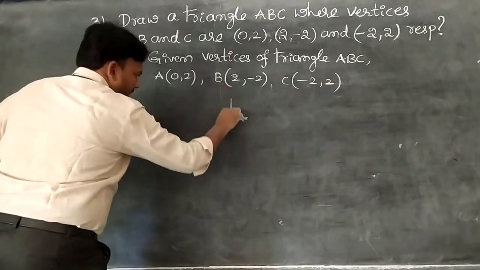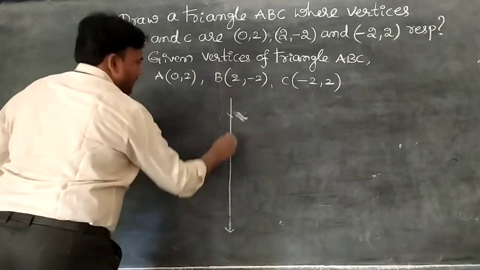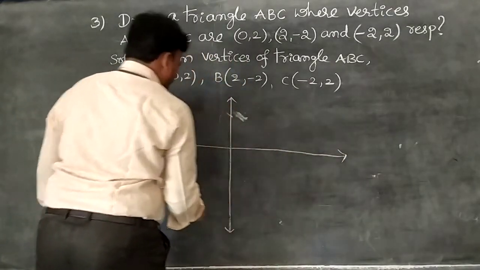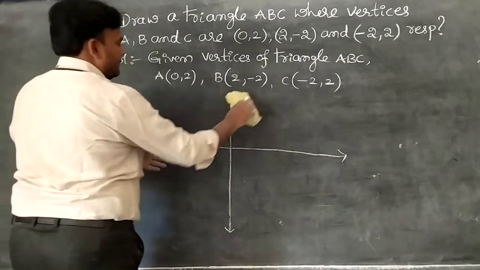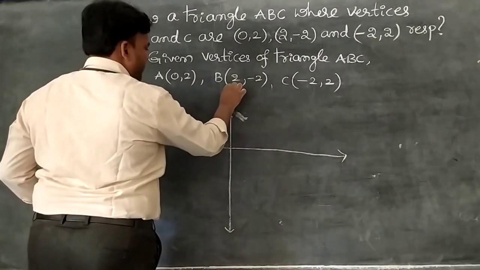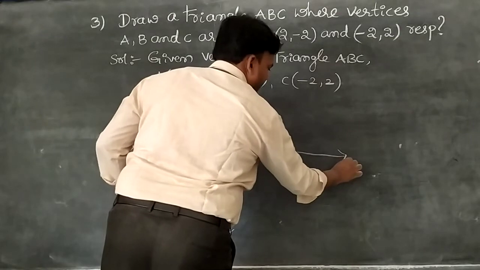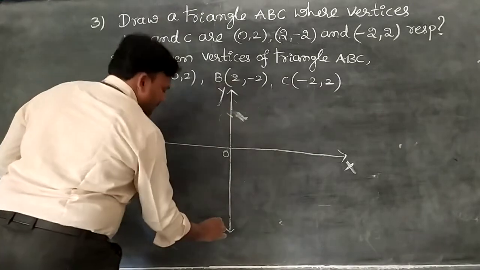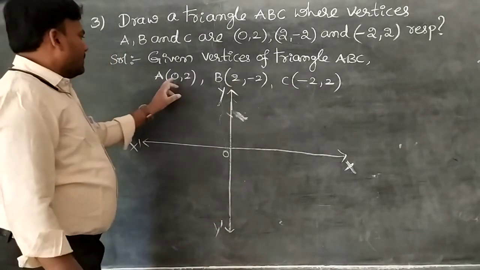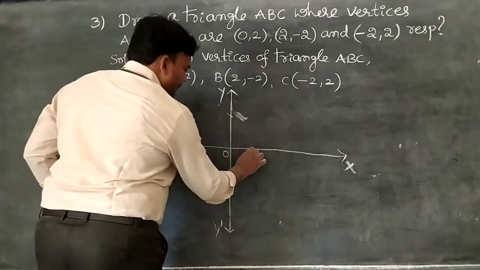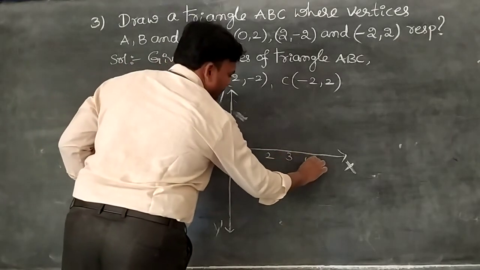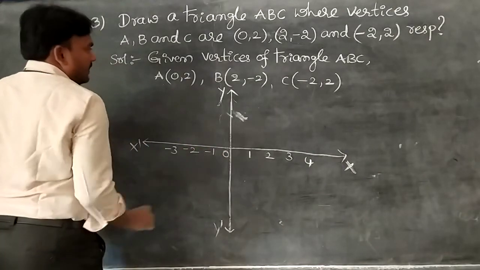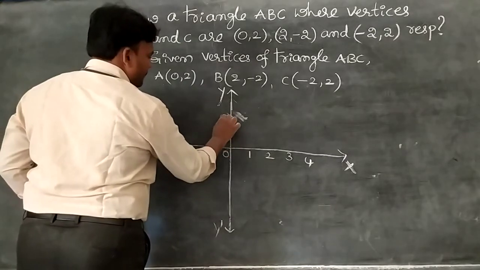Draw the coordinate axes as usual. This is x'Ox, y'Oy. On x, mark 0 to -4, 1, 2, 3, 4. Here -1, -2, -3. Next upward 1, 2, 3.